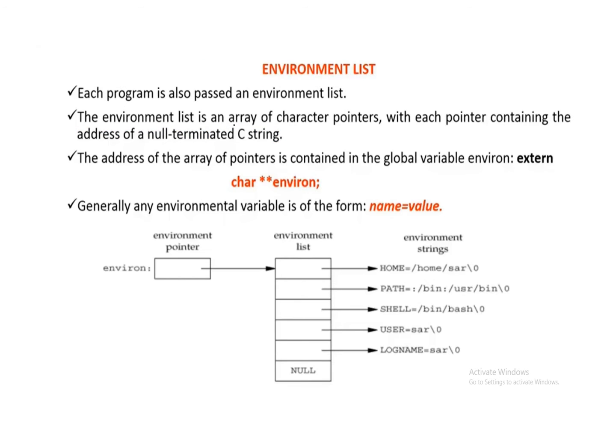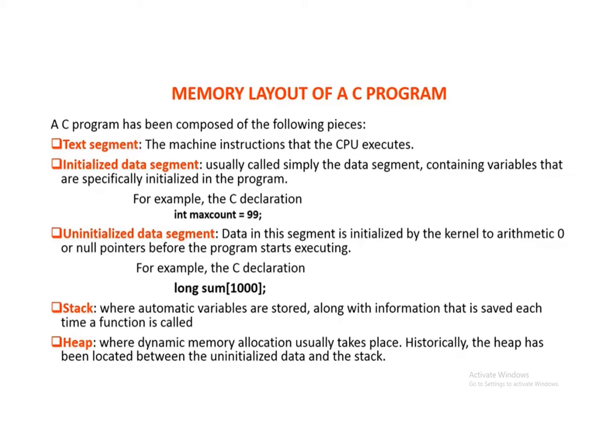Here, NULL, string, PATH, SHELL, USER, LOGIN, these are all environment strings, which end with the null character. Those will be sent as a value to each program. The address of the array of pointers is contained in the global variable environ, extern char **environ. Generally, any environment variable is of the form name=value. That environment information will be present in the environ variable.